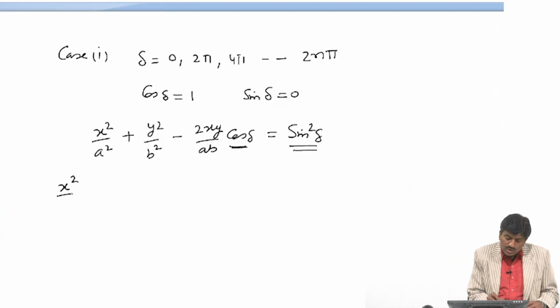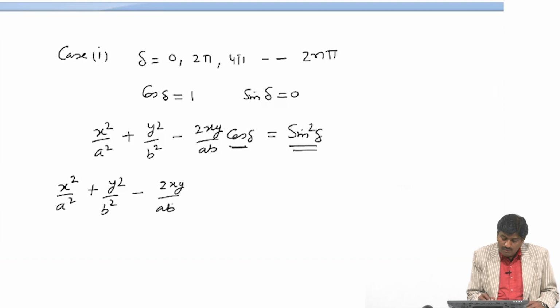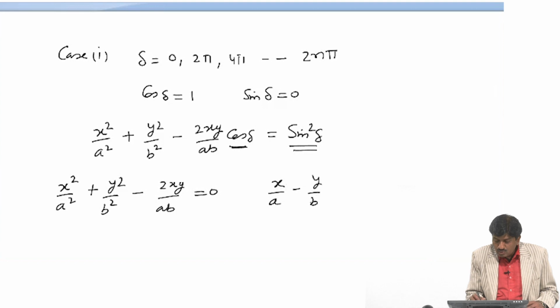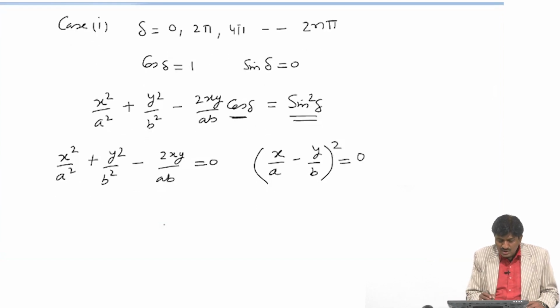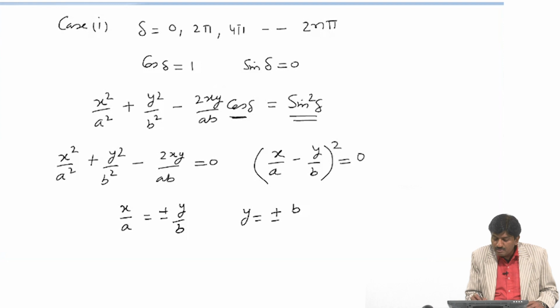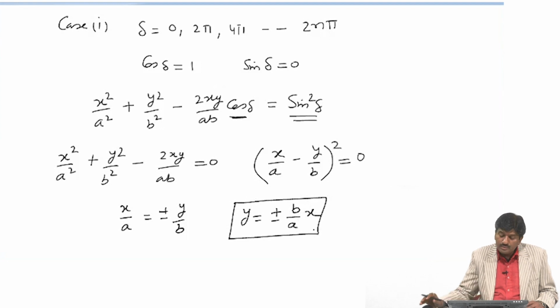Now, this equation becomes x square upon a square plus y square upon b square minus twice x y upon a b equal to 0, or x upon a minus y upon b whole square equal to 0, or we can say x upon a is equal to plus minus y upon b, or y is equal to plus minus b upon a x. This equation represents the equation of a straight line.